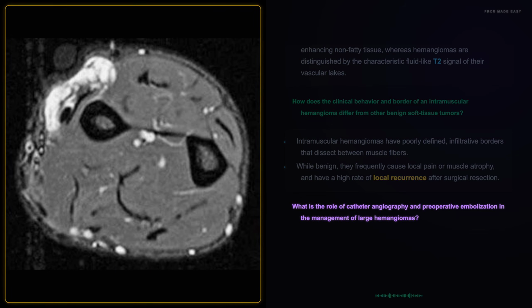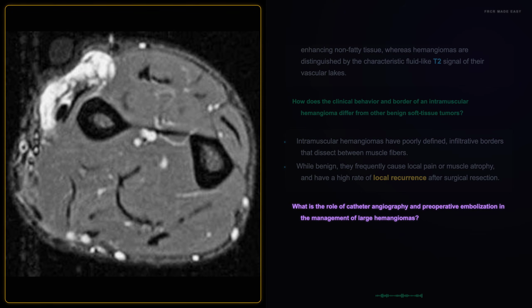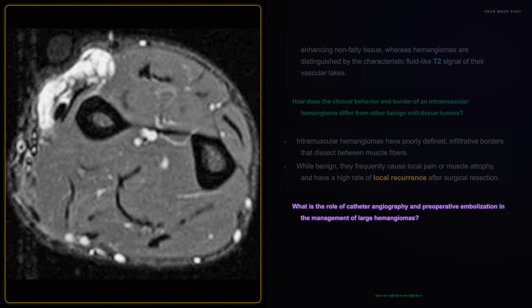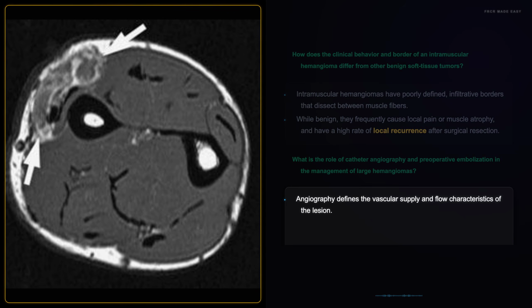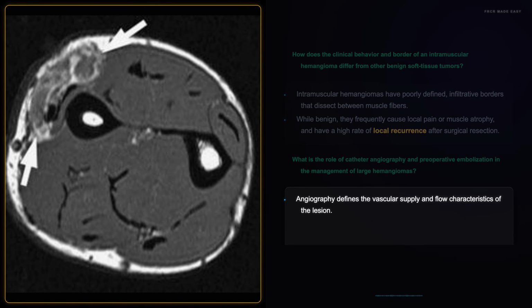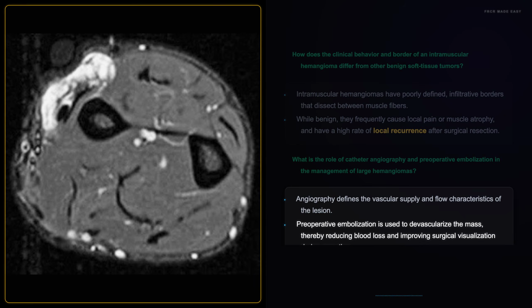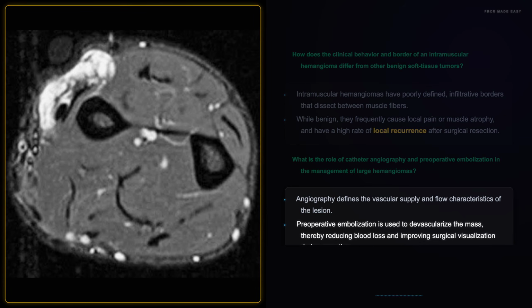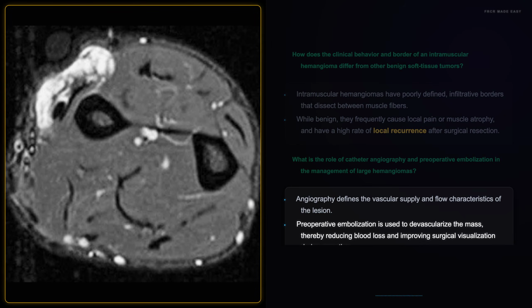resection. What is the role of catheter angiography and preoperative embolization in the management of large hemangiomas? Angiography defines the vascular supply and flow characteristics of the lesion. Preoperative embolization is used to devascularize the mass, thereby reducing blood loss and improving surgical visualization during resection.